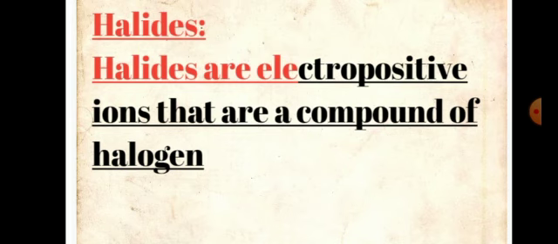So halides are basically a binary part, or they are a compound of your halogen. So they are a part of halogens. So halogens I'll talk about later. So halides, they are a compound of your halogens. So halides are electrically positive. It means they have positive charge, they are positively charged. So they are called electropositive ions. So remember they are ions, and they are a binary or a compound of your halogen.